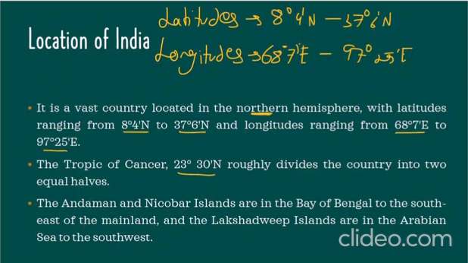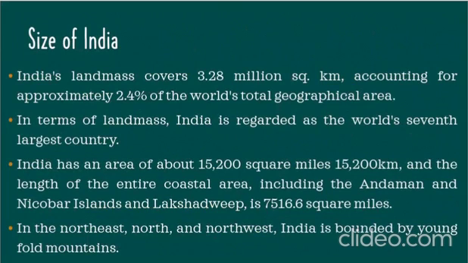Now come the islands. Andaman and Nicobar Islands are where? They are in the Bay of Bengal, to the southeast of India. Next comes Lakshadweep. Where are the Lakshadweep Islands? They are in the Arabian Sea, to the southwest. So Andaman and Nicobar are in the Bay of Bengal, southeast of India, and the Lakshadweep Islands are in the Arabian Sea, southwest of India. Now, talking about the size of India.